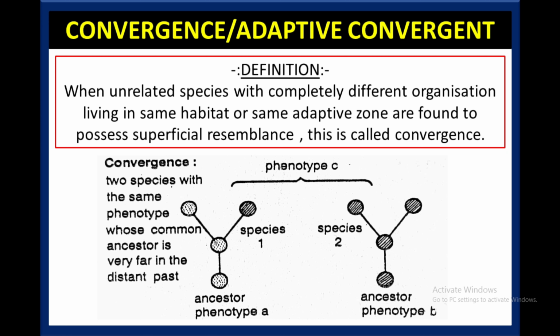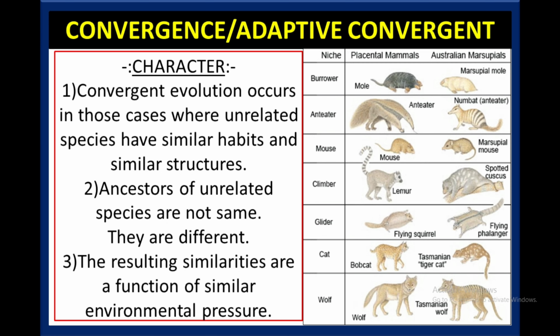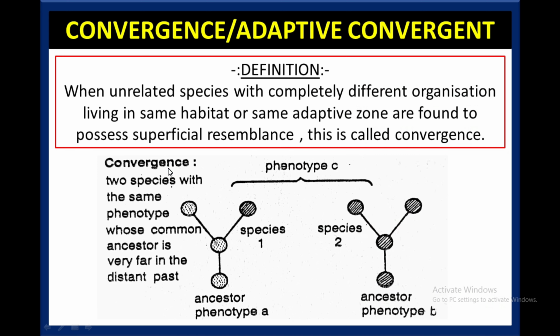Okay friends, now we will talk about the characteristic features of convergence or adaptive convergence. Basically, convergent evolution occurs in those cases where unrelated species have similar habitat and similar structure. So in this picture, species 1 and species 2 evolved from different ancestors, but they are exposed to the same environmental pressure and they have similar structure and function.